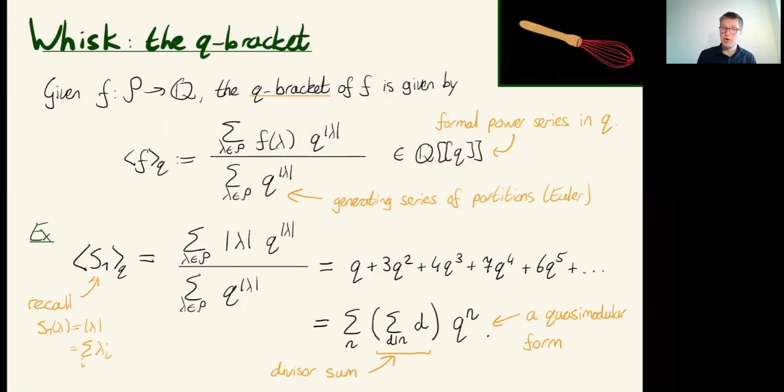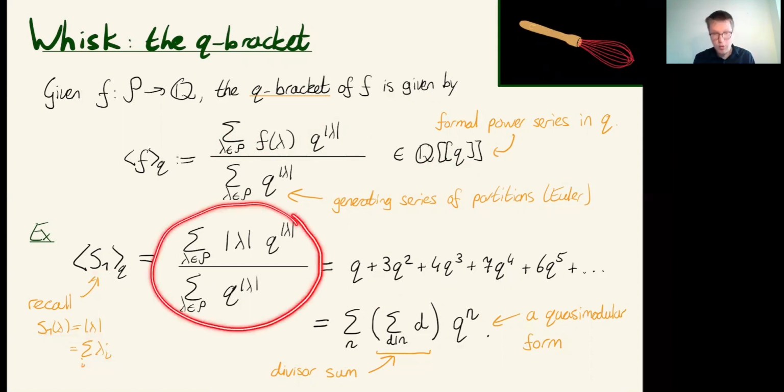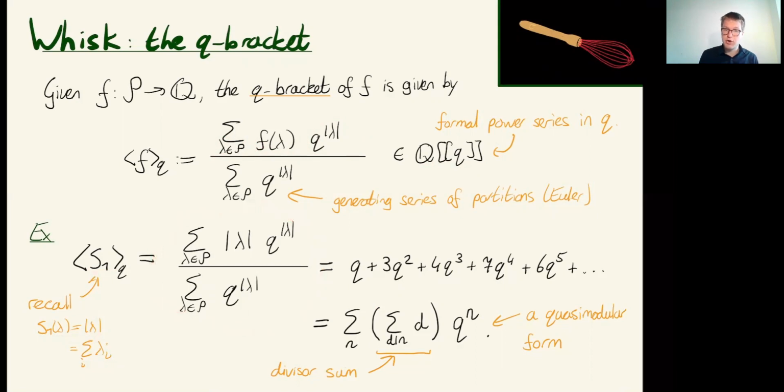So let's consider an example again. Here we take the function S1, the same function as on the previous slide. Recall this is just the sum of all the parts of all partitions. So just by plugging this into the formula, we will get this expression for the Q bracket of S1. And then if we expand, we will get the coefficients 1, 3, 4, 7, 6, etc. occurring in the power series.